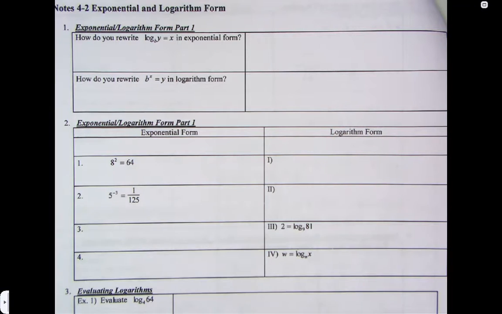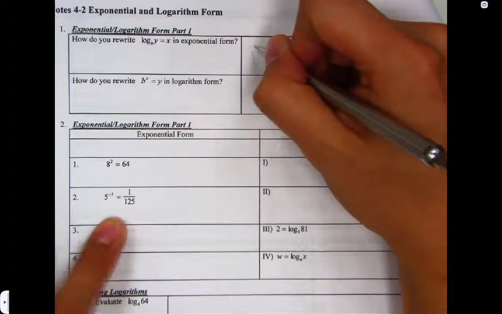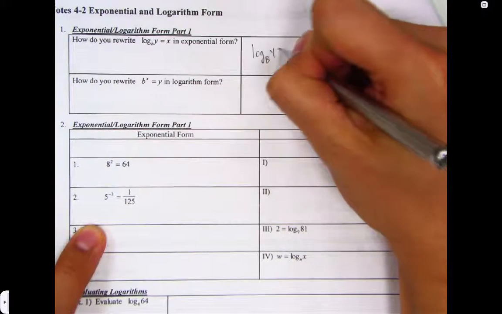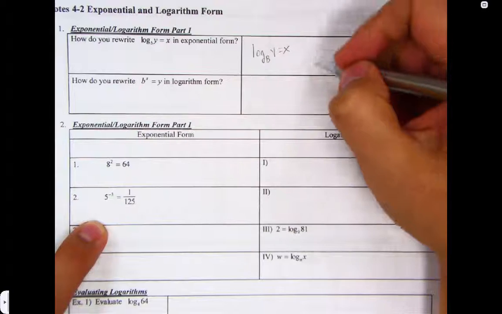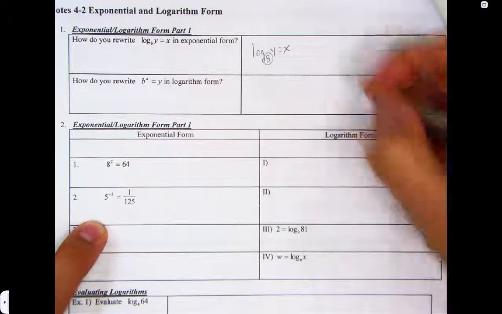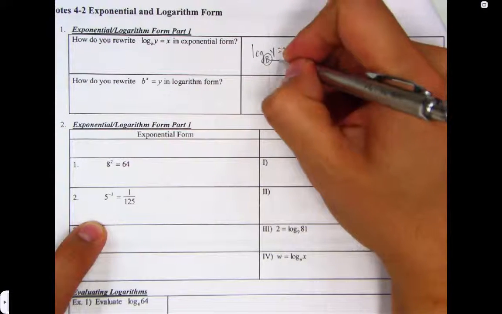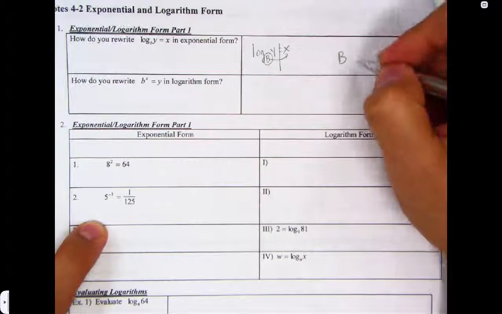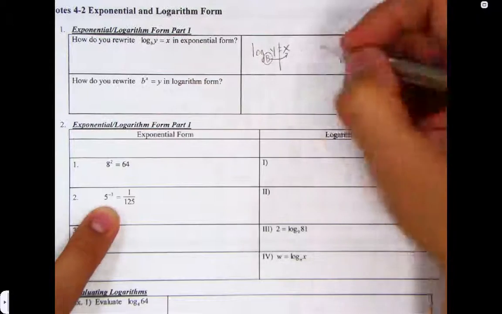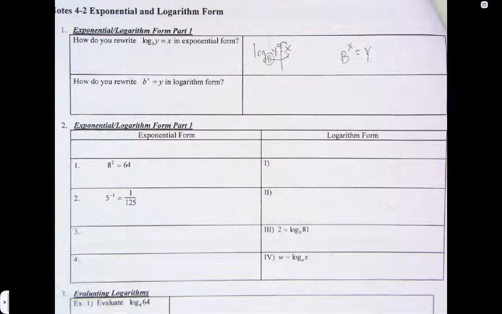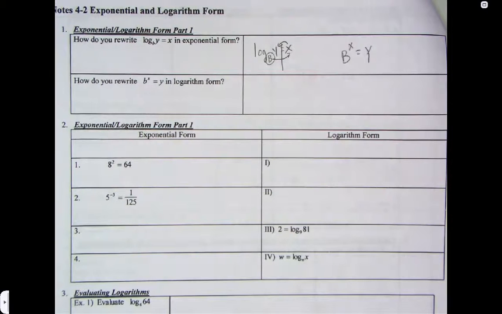How do you rewrite log base b of y equal to x in exponential form? Well, I'm going to copy the problem: log base b of y equals x. To put it in exponential form, you circle the base. We're going to write the base pretty big, draw an arrow to what's on the other side. So x goes in the exponent, equals what's on the other side of x, y. So that's the equivalent exponential form.